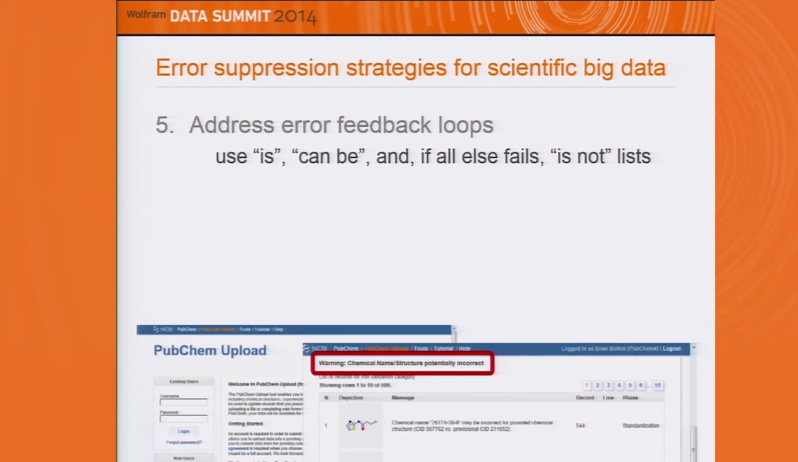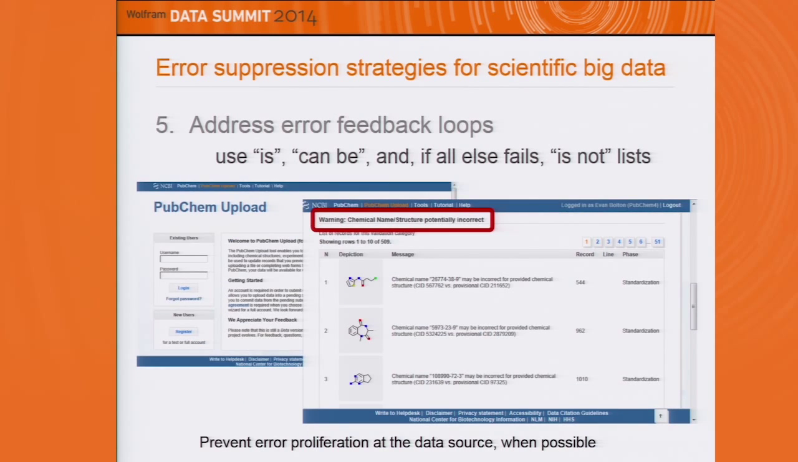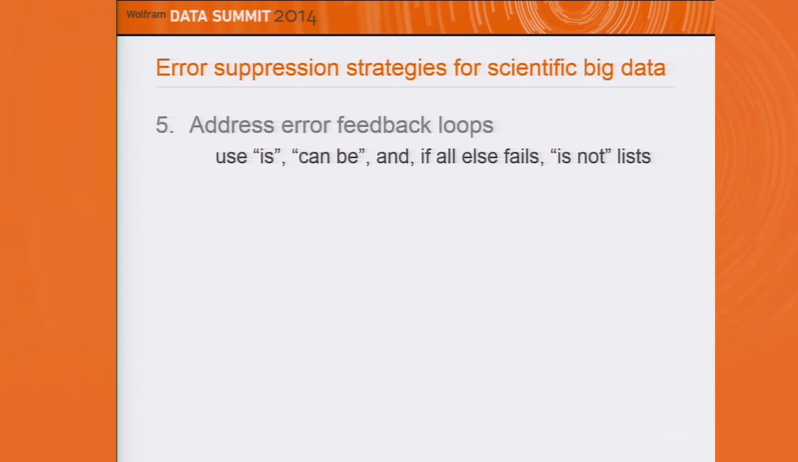Addressing feedback loops. One thing we came up with is creating white lists, gray lists, and black lists. A white list is to say, I am absolutely perfectly happy that I know this thing is that, and you set it in stone. It can only be that.